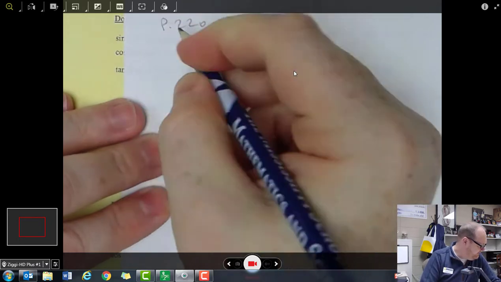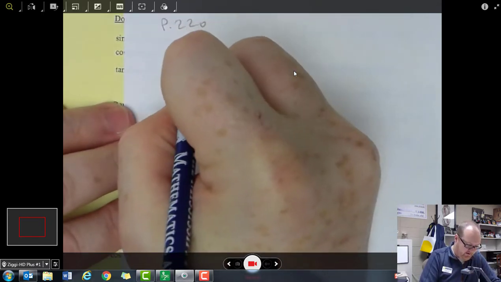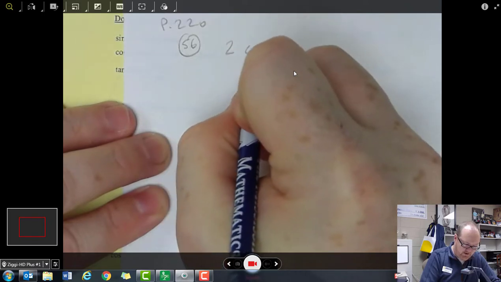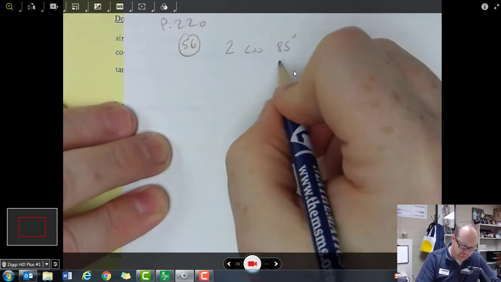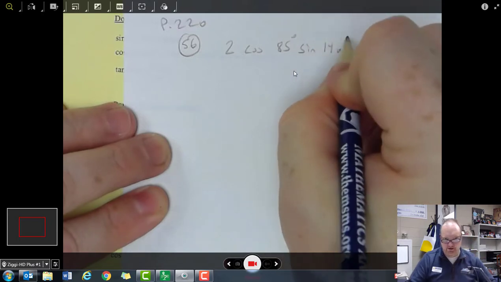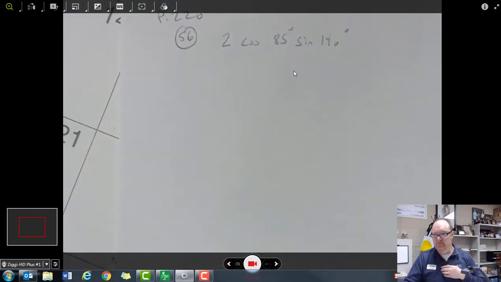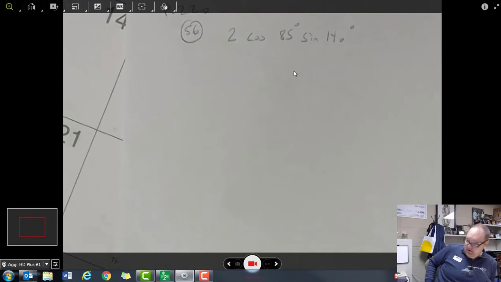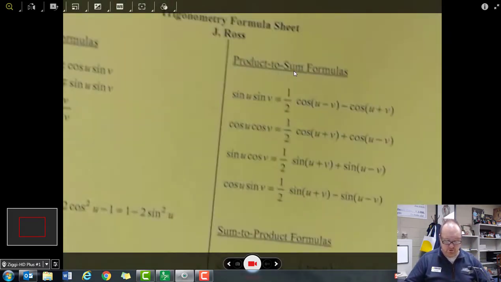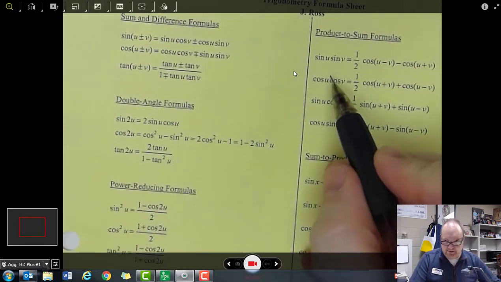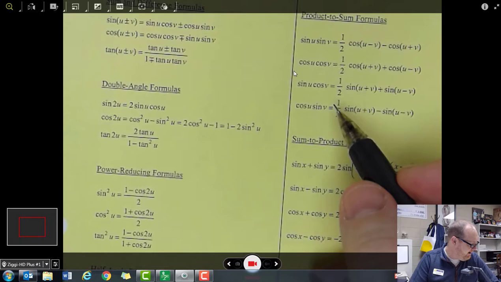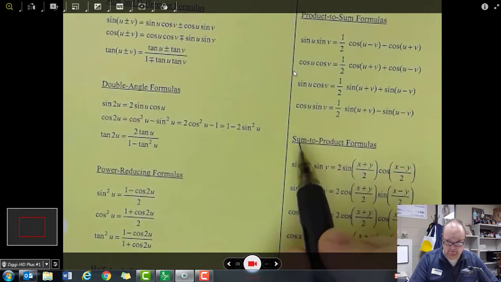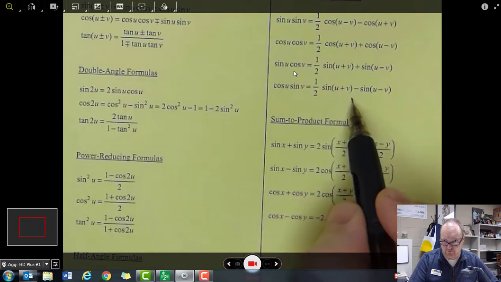Page 220. And I'd like to begin with number 56. Number 56 says 2 cosine of 85 degrees times the sine of 140 degrees. So I want to change that from a product, a multiplication problem, into an addition problem. So again, I'm interested in my product to sum formulas. And so I just need to match it up with one of these. So that problem is essentially a cosine times a sine. So it's going to be this last formula.